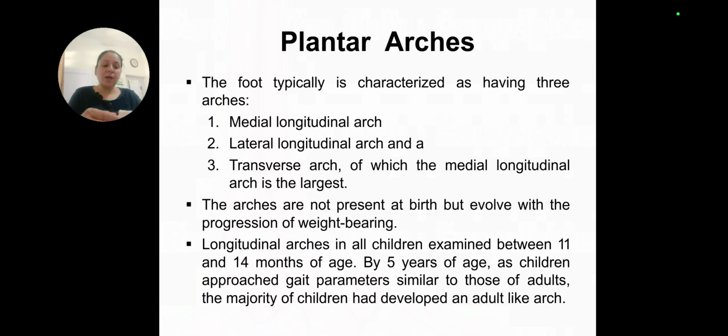Guys, you know that similar to the arches of the hand, we have arches of the foot also. There are two longitudinal arches and one transverse arch. If you can see here, I am showing you the plantar surface. This is the medial longitudinal arch, this is the lateral longitudinal arch, and this is the transverse arch.